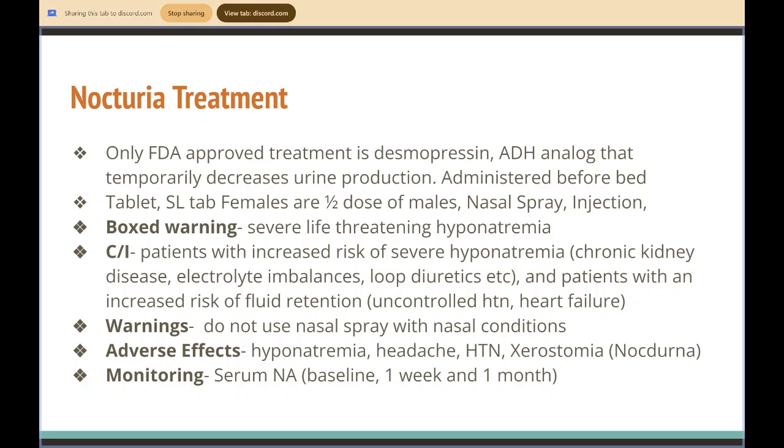There are other causes. Patients with an increased risk of fluid retention, such as uncontrolled hypertension or heart failure. Do not use the nasal spray if you have any nasal conditions. This is a warning. And then adverse effects of desmopressin are hyponatremia, headache, hypertension, and then the Nocturna brand can cause xerostomia. Monitoring, we need to check the serum sodium. There needs to be a baseline, and then at 1 week and at 1 month.